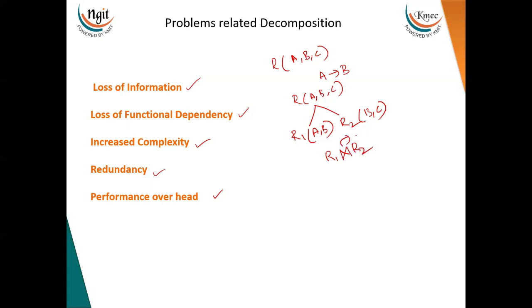this symbol is known as the join operation. So when a natural join is performed between R1 and R2, and if you are able to reconstruct the original relation, that is R with the attributes A, B, and C, then it is termed a lossless decomposition. If not, it is termed a lossy decomposition.